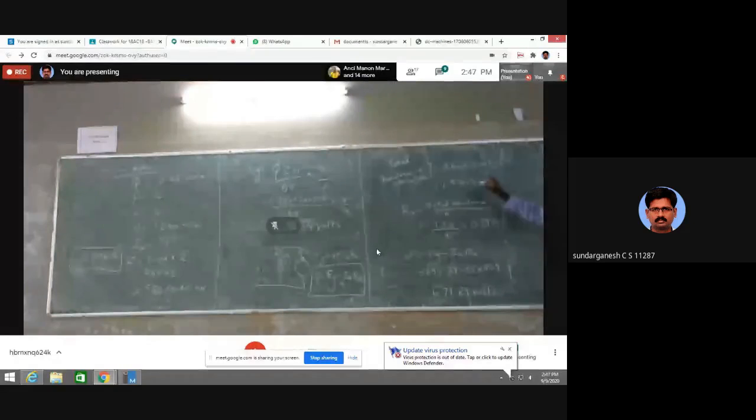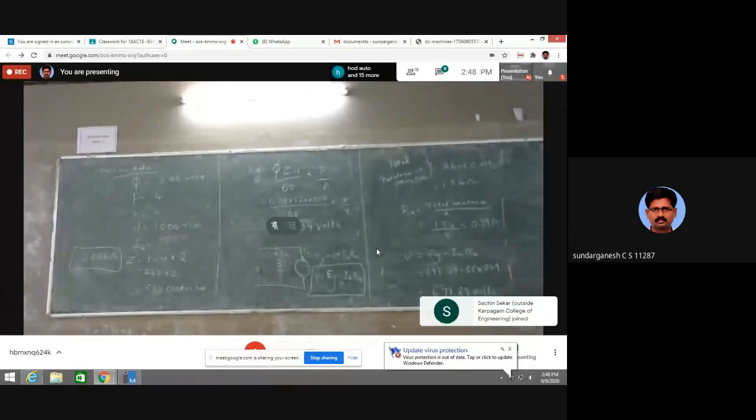In order to find RA, you have to divide the total resistance by the parallel paths. So total resistance by A, 1.56 by 4, gives 0.39 ohm. Then you can easily substitute in this formula: V equal to EG minus IARA. Then you get the value of 671.89 volts. This is the answer they asked.